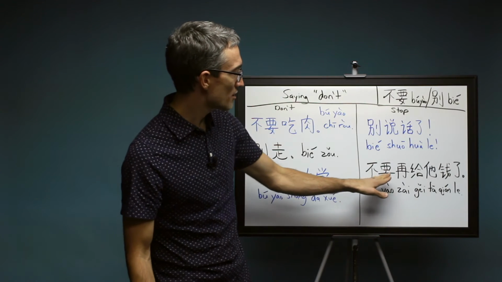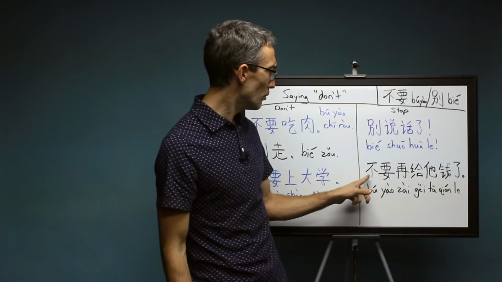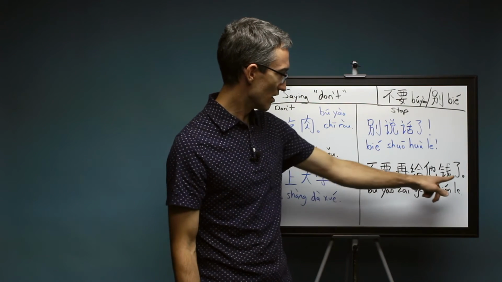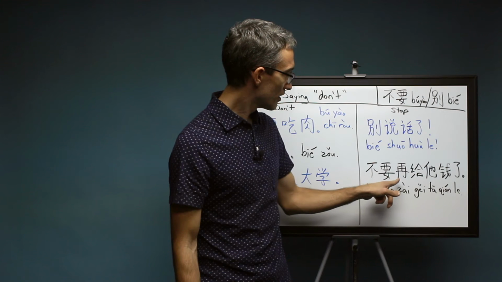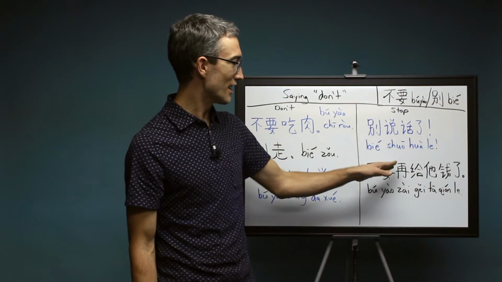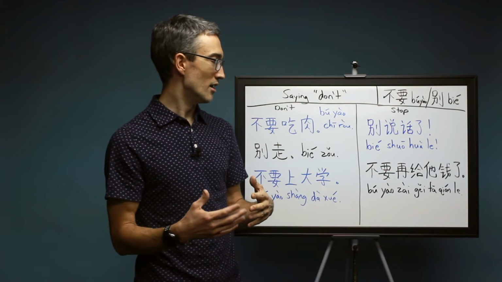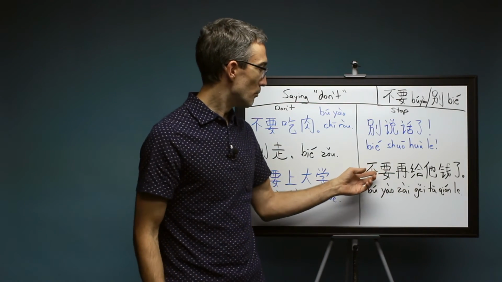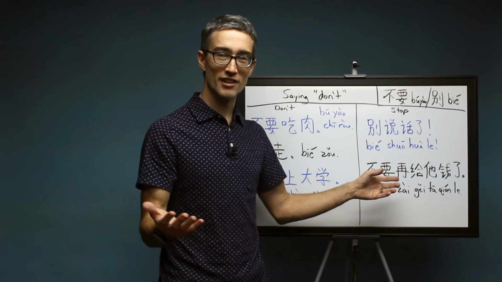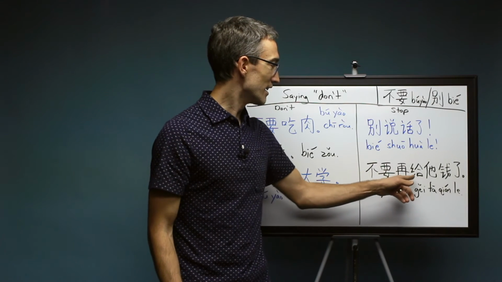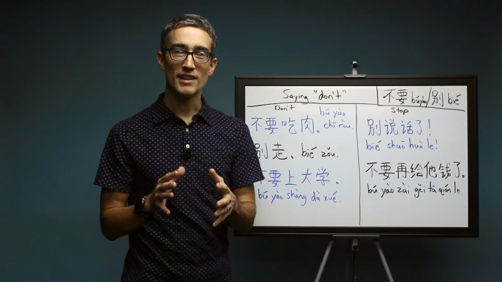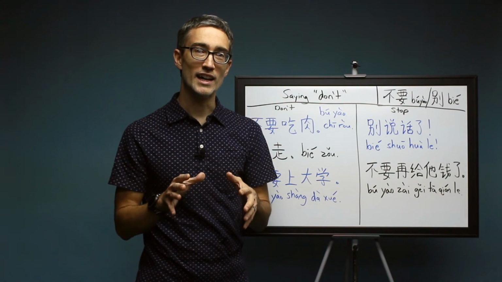Okay, here we have 不要再给他钱了. 不要再给他钱了. Don't, or stop, because of the 了, it means stop. 再 here is a different character. If you can recognize the character, you'll see it's different from the 在 that you've already learned. 不要再, here it means again. This character means again. 不要再给他钱了, him money. Stop giving him money, or don't give him money again.